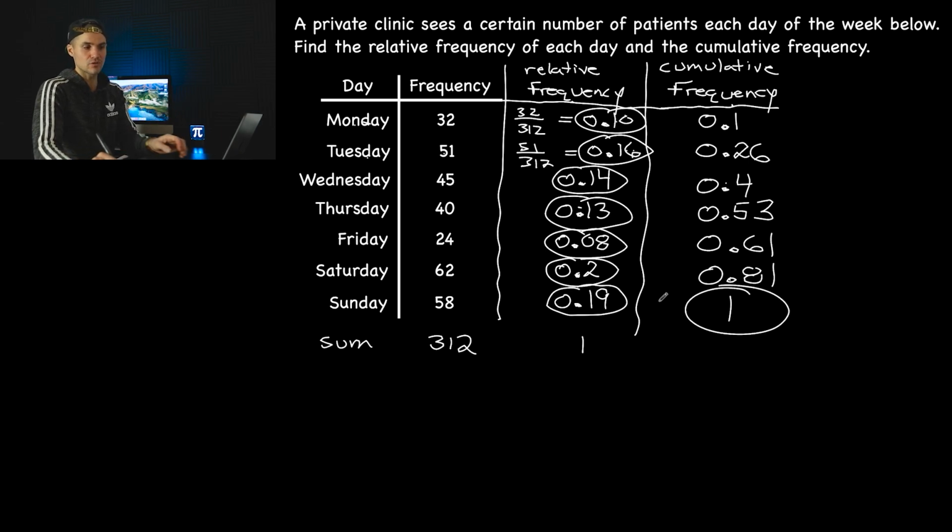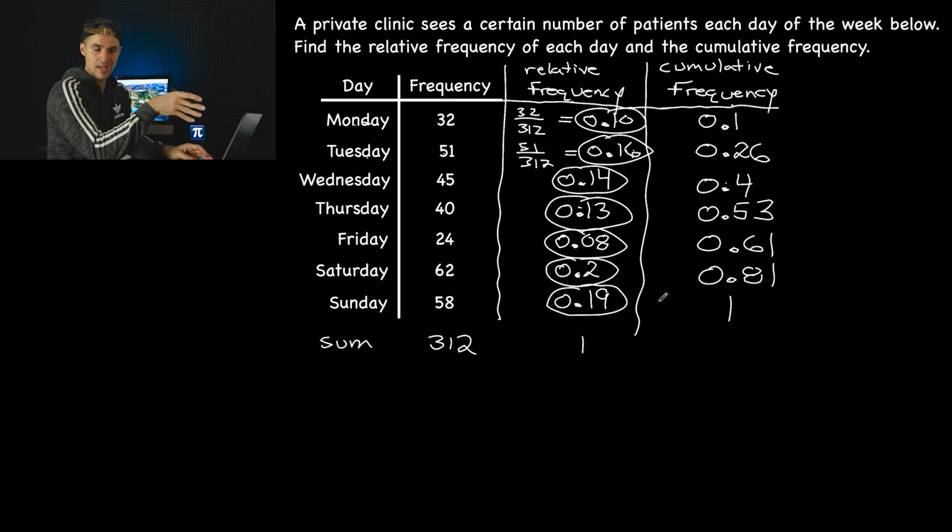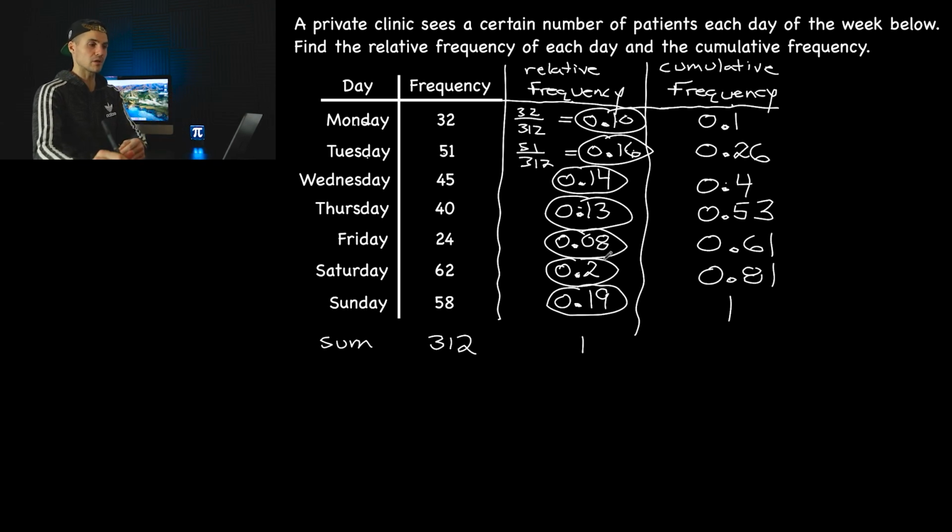This last value should always be 100%, or if you're working with decimals, it should always be 1, because 100% have to be seen up until the last point. The cumulative frequency is going to be all the patients at that point. So all you do for the cumulative frequency is add up all the relative frequencies that are happening up until and including that point. And that's pretty much it for the video.